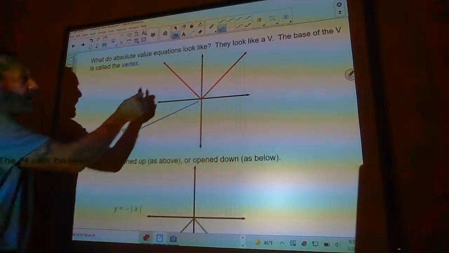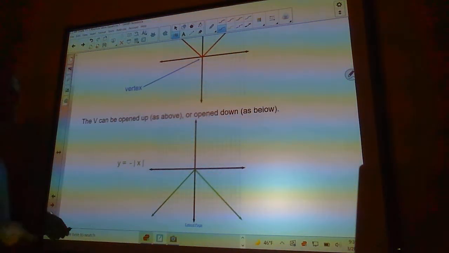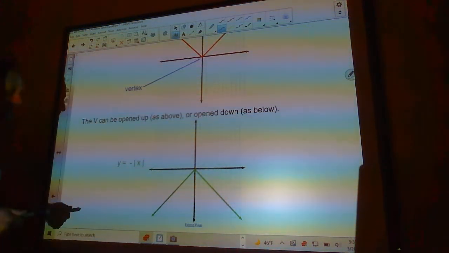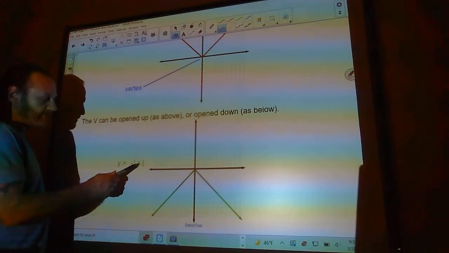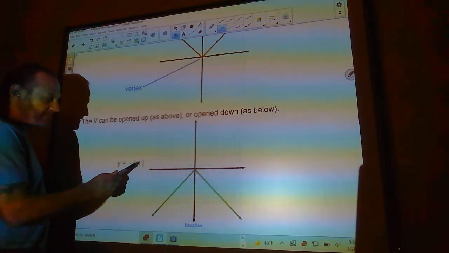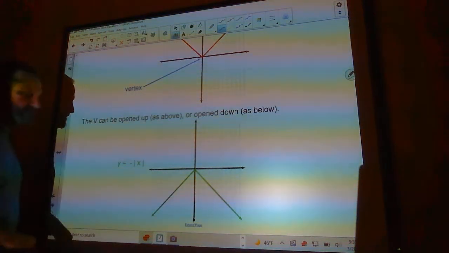The V can be opened up, as it is in this case, or the V can be opened down, as in this case. Now, why is this one opened down? Well, if you take the absolute value of x, that gives you a positive number, but then you put a negative on, which automatically makes it a negative number, so it's going to flip this thing upside down.